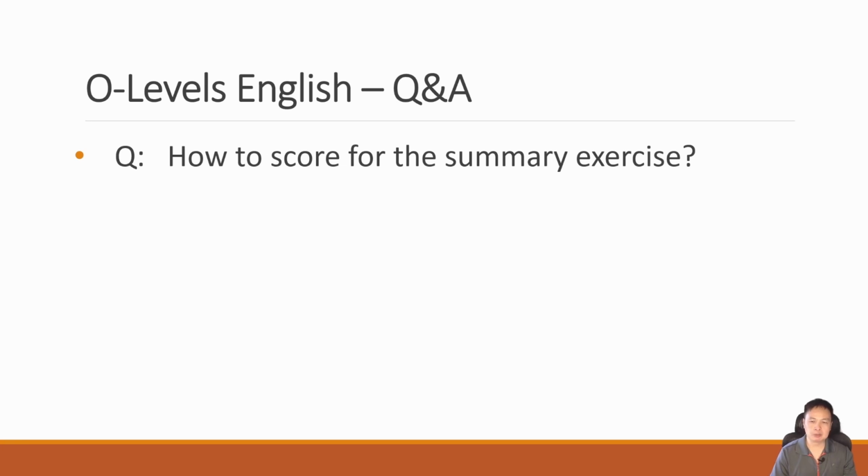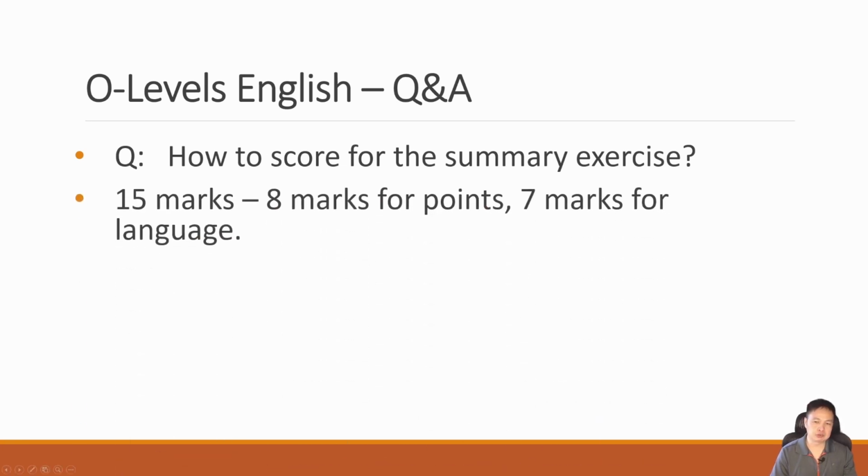How to score for the summary exercise? Now, summary exercise is worth 15 marks. 8 marks for points, 7 marks for language. So what you want to do is to try to get 8 out of 8 for the points. Make sure you count the points when you're trying to identify the points and get 8 if not more, okay?